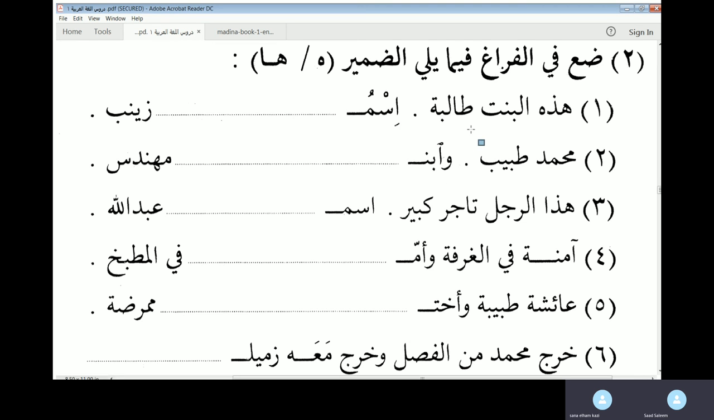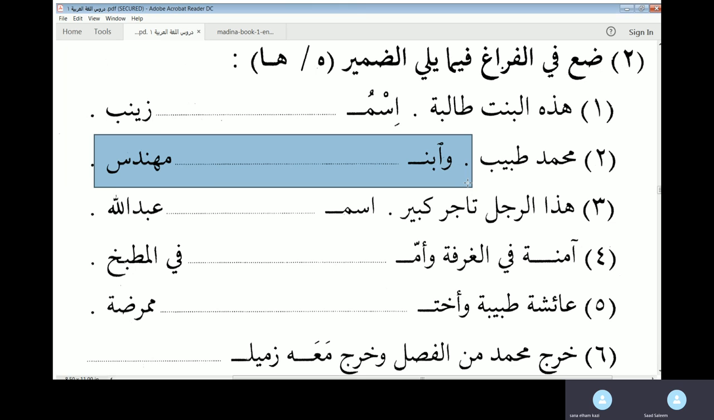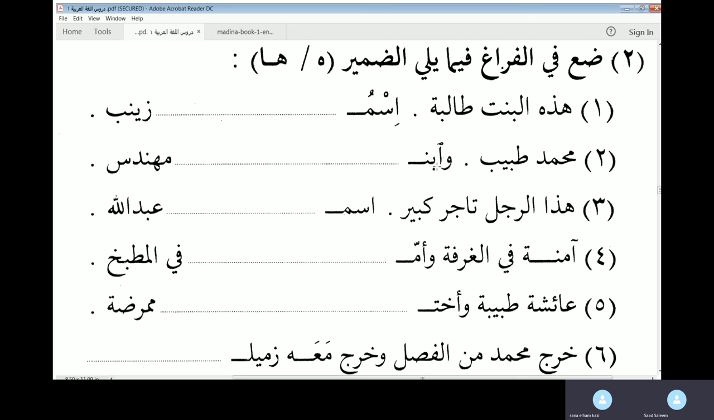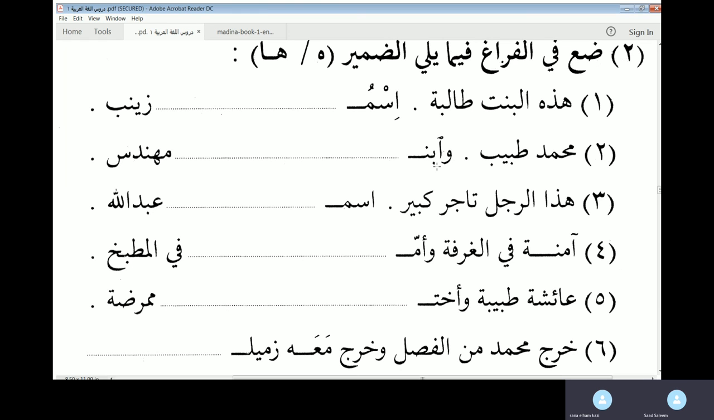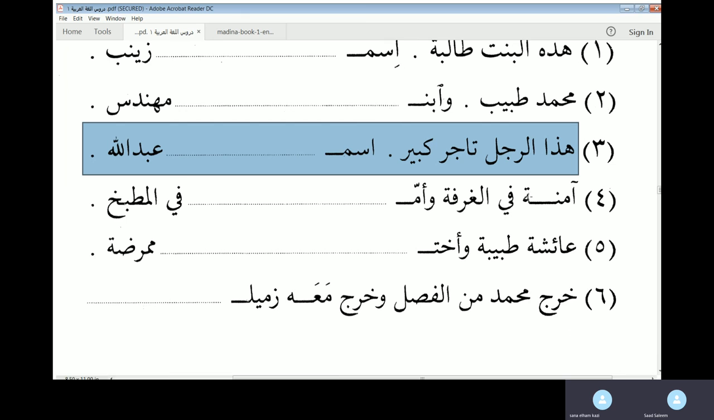Muhammadun Tabibun. Muhammad is a doctor. Ibnuhu Muhandisun. And his Ibnu is son, and his son is an engineer. Hazar Rajlu Tajirun Kabirun. This man is a big merchant. Ismuhu Abdullah. His name is Abdullah.